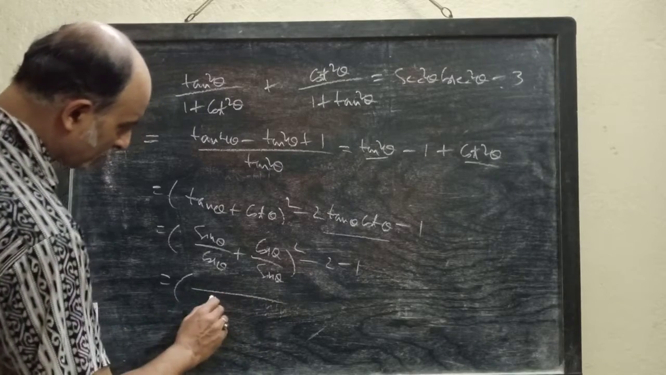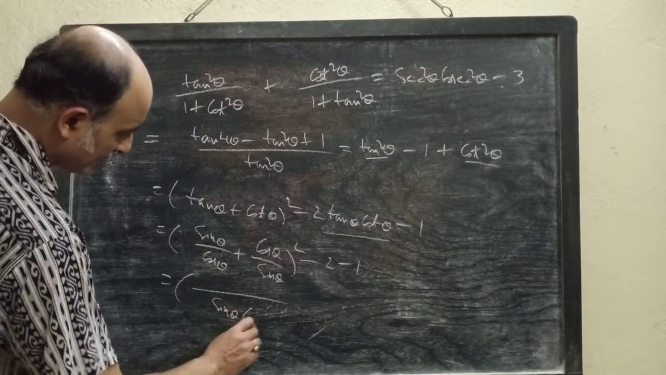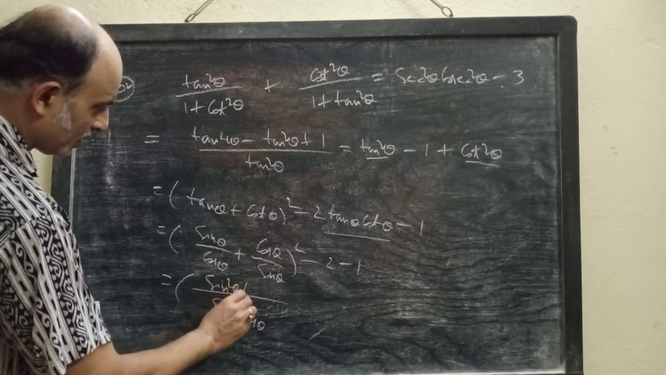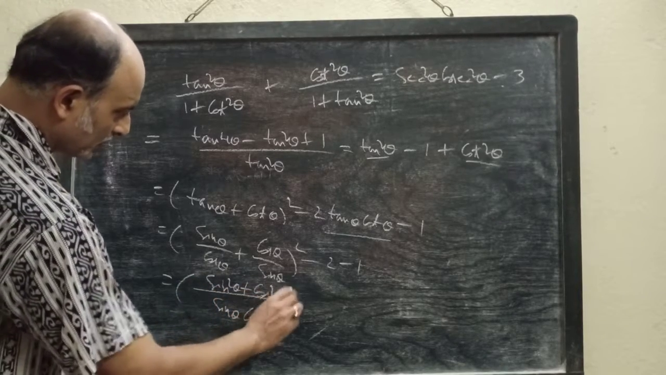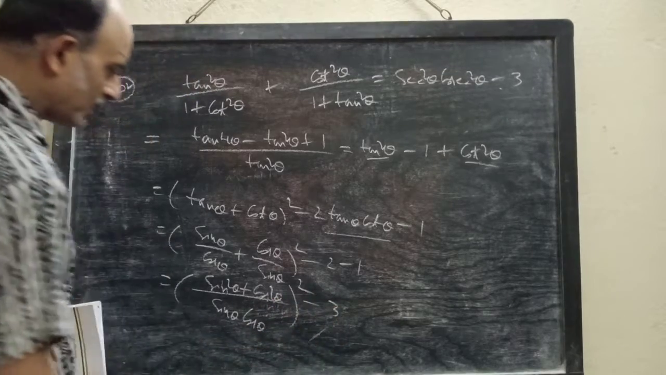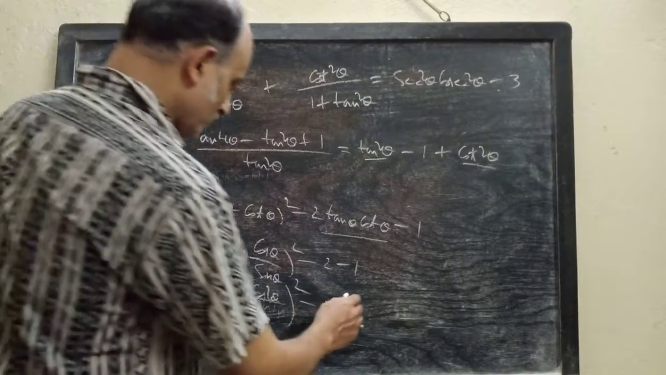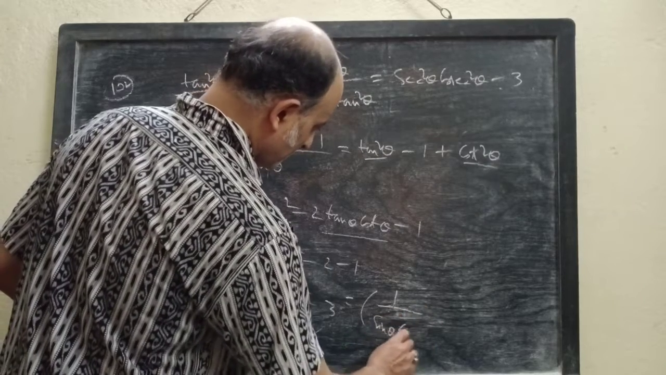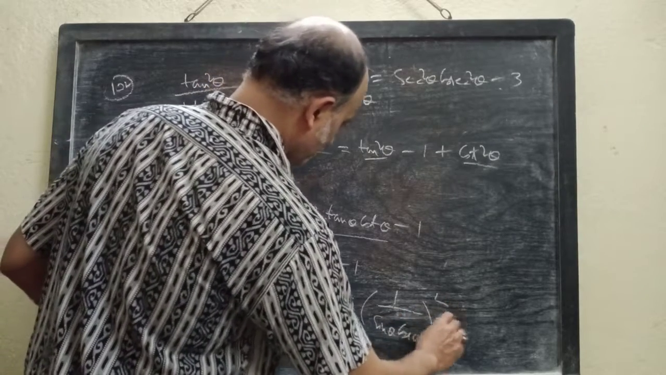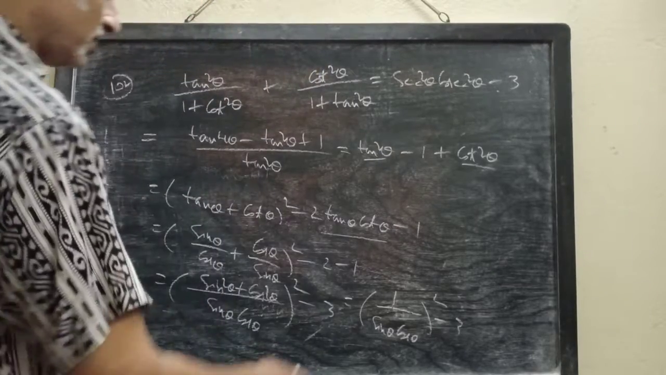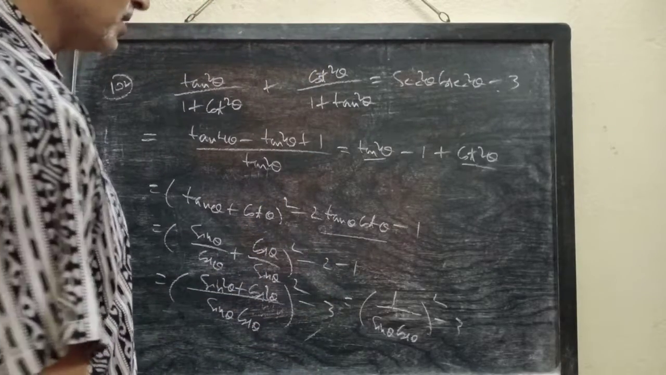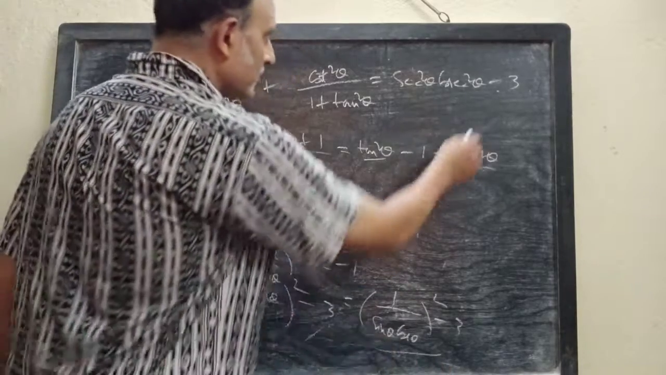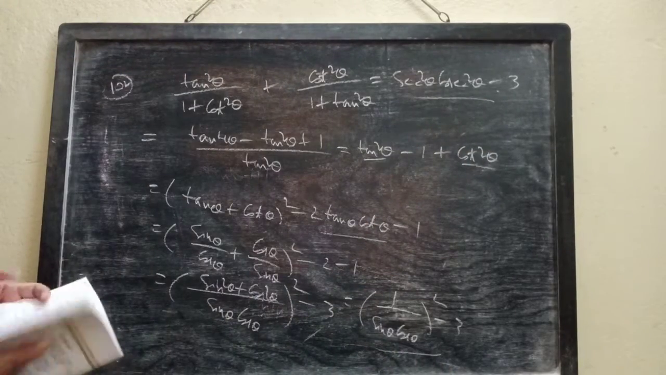Then it becomes sin theta cos theta. In the numerator it becomes sin square theta plus cos square theta whole square minus 3. This is 1. So 1 by sin theta cos theta whole square minus 3. So this ultimately becomes sec square theta cos square theta minus 3. Okay, this is proved.